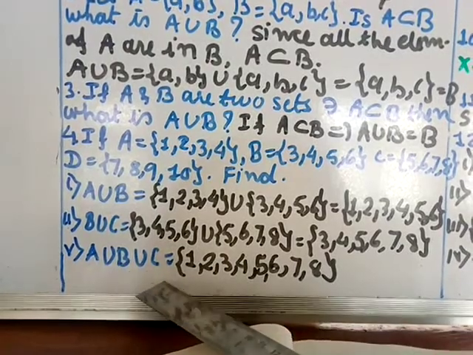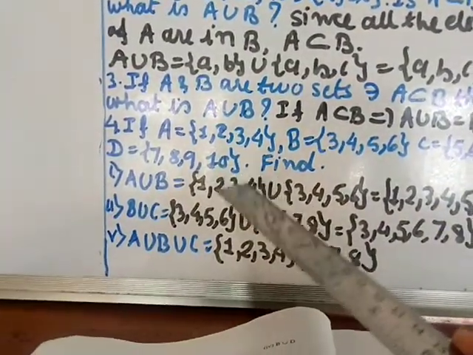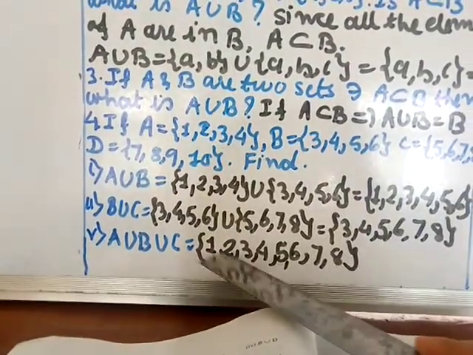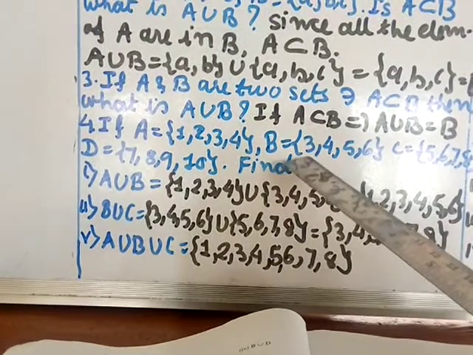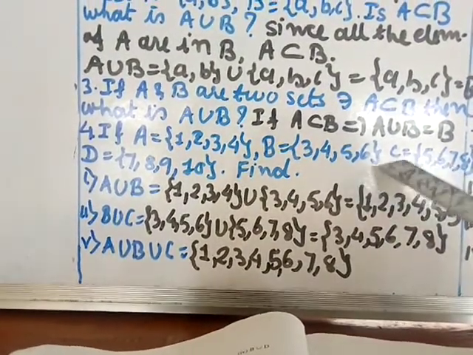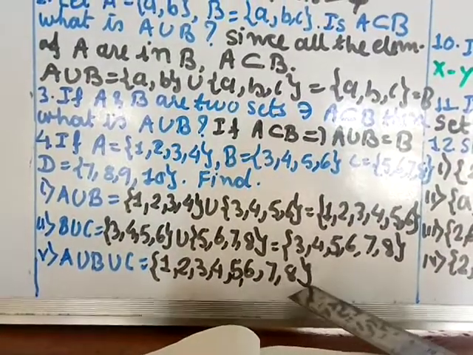A union B union C. So I am directly writing all the elements of A, B and C and the common elements. So 1, 2, 3, 4. Then here B is 3, 4, 5, 6. 3, 4 written, so we will write only 5, 6. Here C is 5, 6, 7, 8. So here 5, 6 is already written, so you will get 7 and 8. So this is A union B union C.